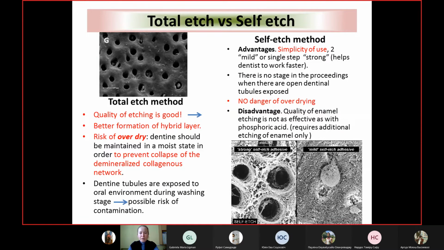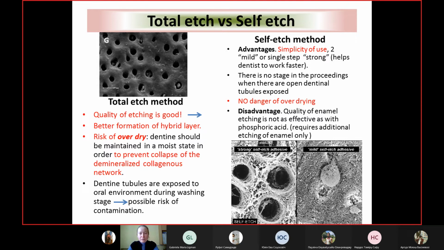But in this case of the total etch method, there is possible over drying of dentine due to the drying stage, and over drying of dentine could possibly lead to collapse of the collagenous network. As a result, the resin composite adhesive system can't flow into open dentine tubules and can't create tags. That's why restorative procedures are compromised and are not good.